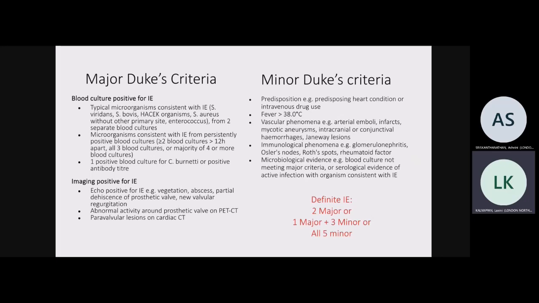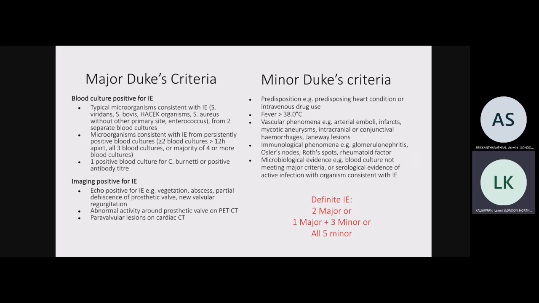I'm not going to read through all of these. You guys can use this for your revision. Good to remember that there's major Duke's criteria and minor Duke's criteria for a definite diagnosis of IE. According to the criteria, you either need to have 2 of the major criteria, or 1 of the major and 3 of the minor, or all 5 of the minor criteria.